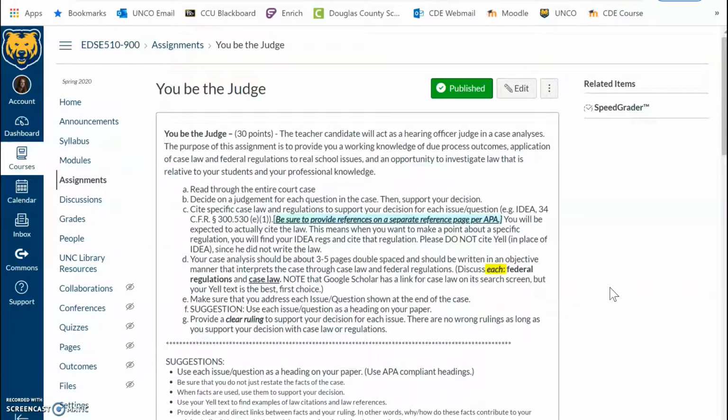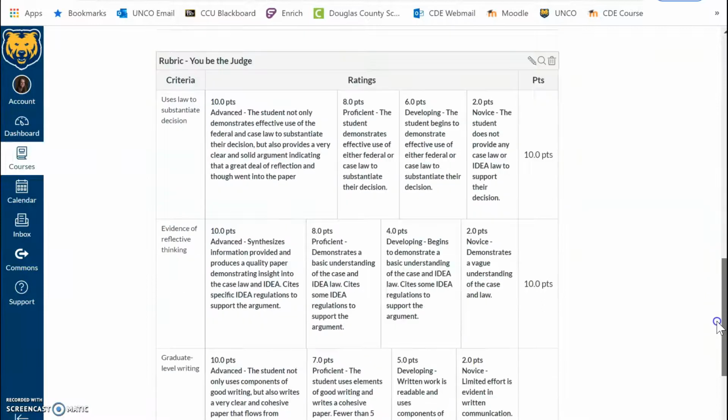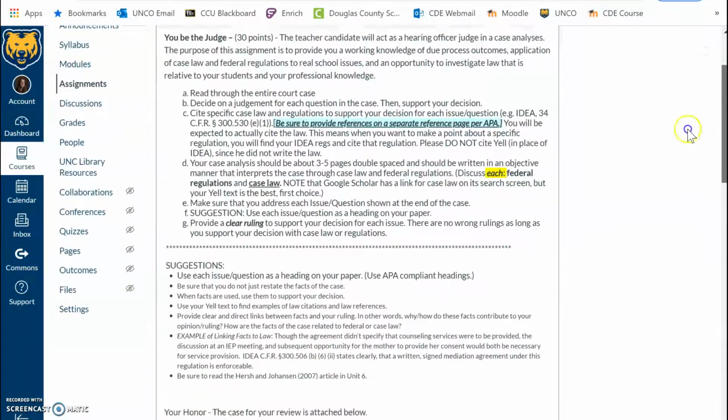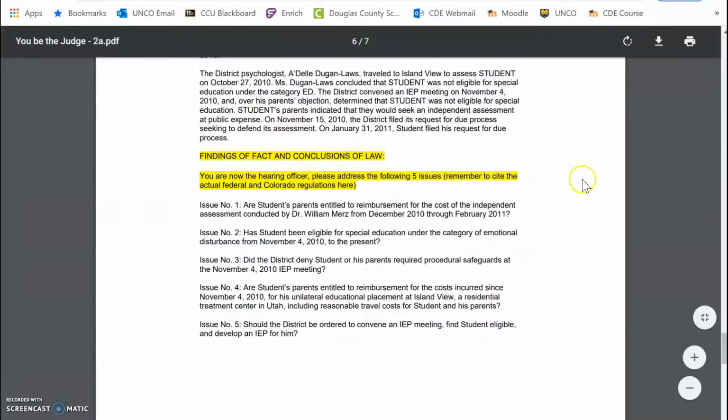The last important thing for us to review here is the You Be the Judge assignment. It's very clearly described here in the prompt and in the rubric. So please let me know if you've got questions, but we're looking at roughly 3 to 5 pages double-spaced, and you want to make sure that you respond to every question in You Be the Judge.